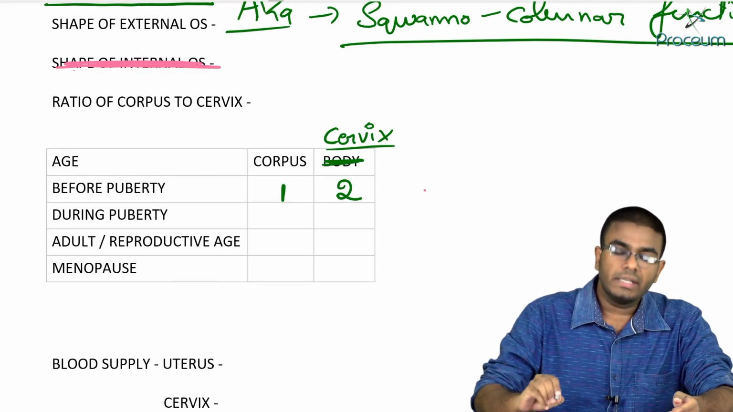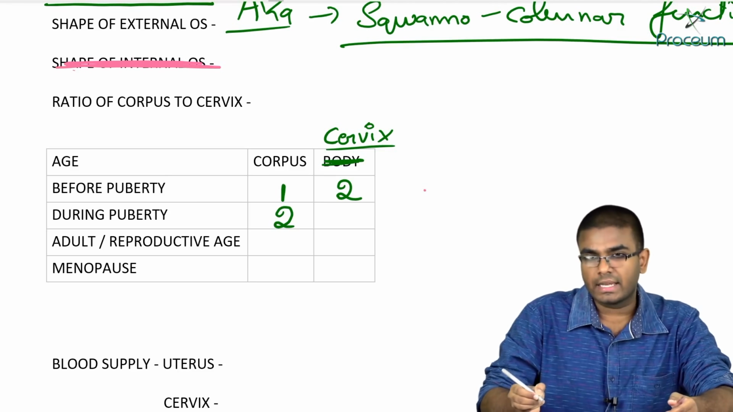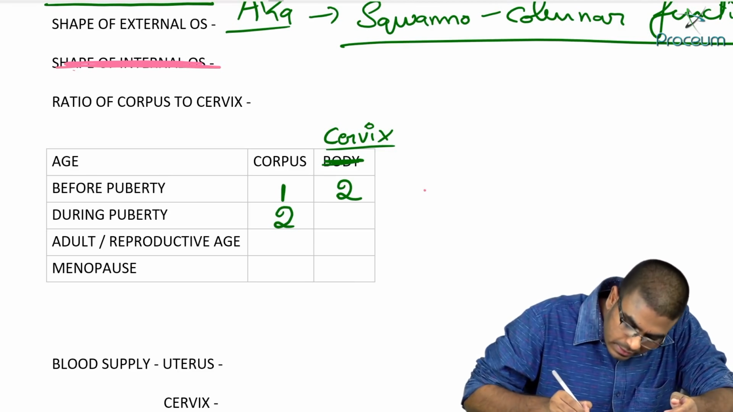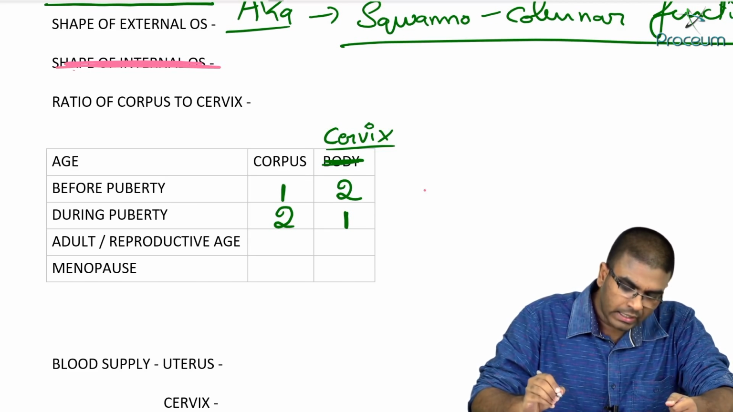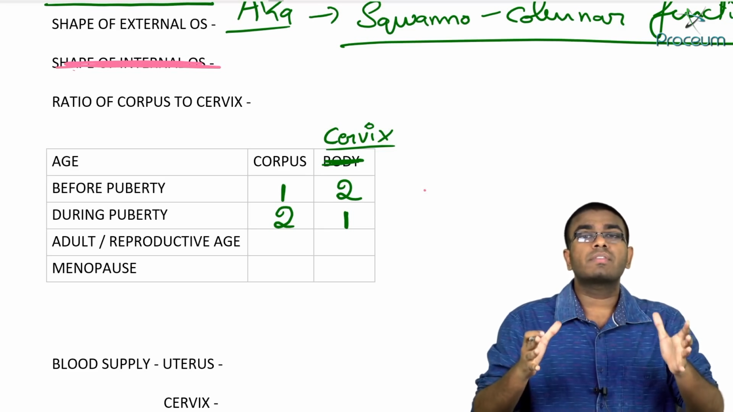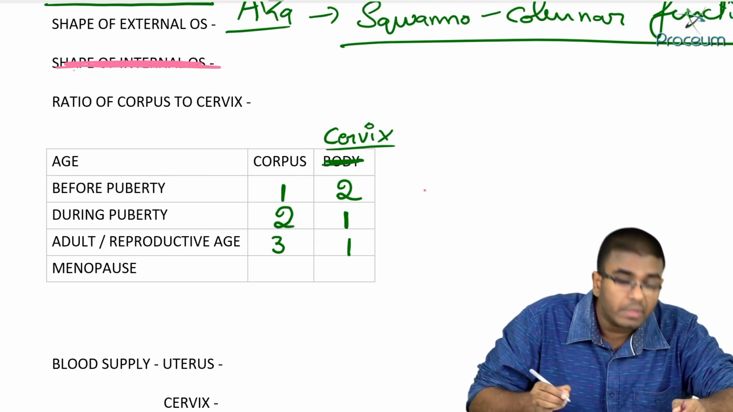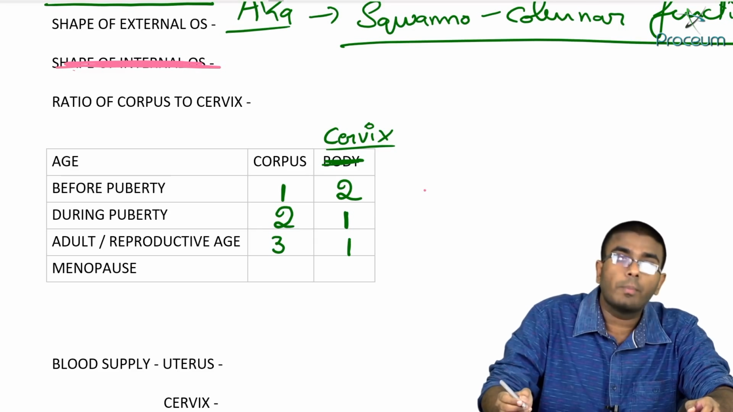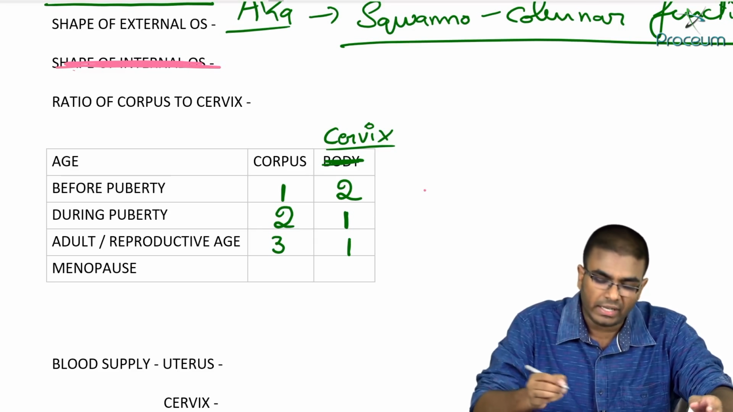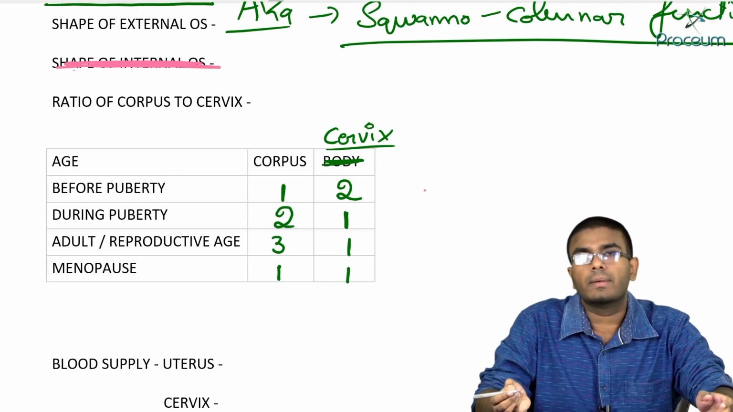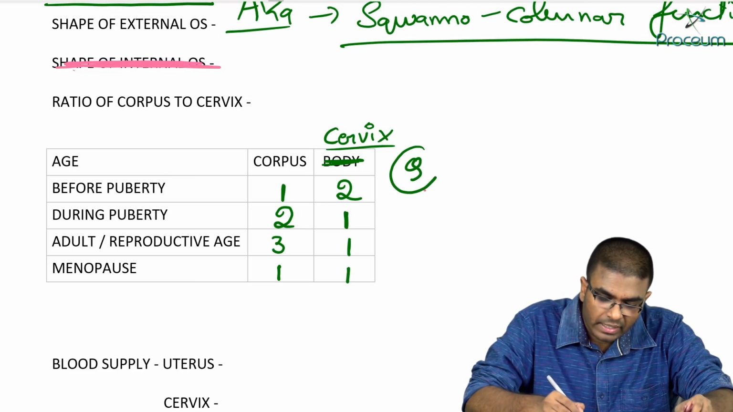Now, during puberty, it just gets reversed. The corpus is going to increase in size, so it becomes double and cervix 1. So, 2:1. Now, during adult or reproductive age, the body of the uterus gets even bigger. It will become 3:1 or sometimes even 4:1. Now menopause, both the cervix and uterine body get atrophied and they will be of the same size, 1:1.